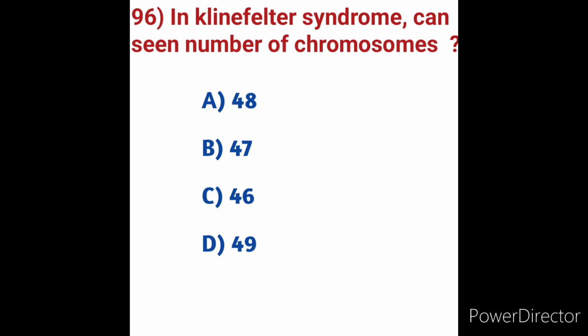Klinefelter syndrome is a chromosomal condition in boys and men that can affect physical and intellectual development. Here, the chromosome number is 47. So in this question, option B, 47 chromosomes, is the correct answer. Next we will move on to question number 97.